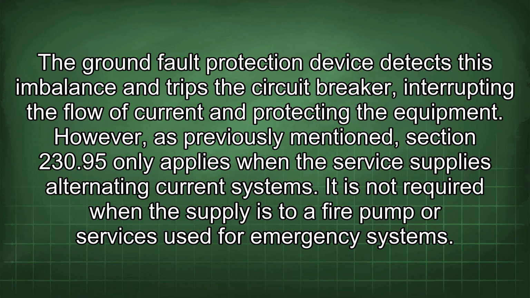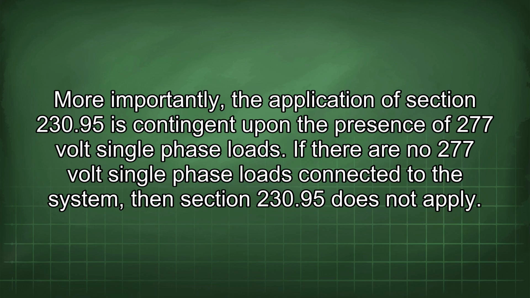the equipment. However, as previously mentioned, Section 230.95 only applies when the service supplies alternating current systems. It is not required when the supply is to a fire pump or services used for emergency systems. More importantly, the application of Section 230.95 is contingent upon the presence of 277-volt single-phase loads. If there are no 277-volt single-phase loads connected to the system, then Section 230.95 does not apply.